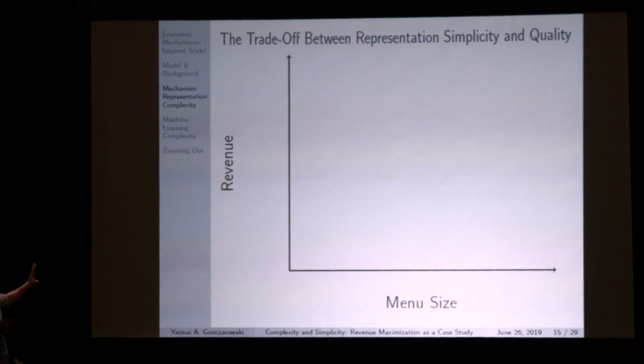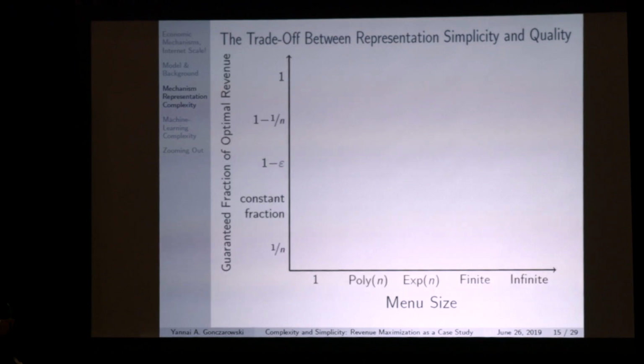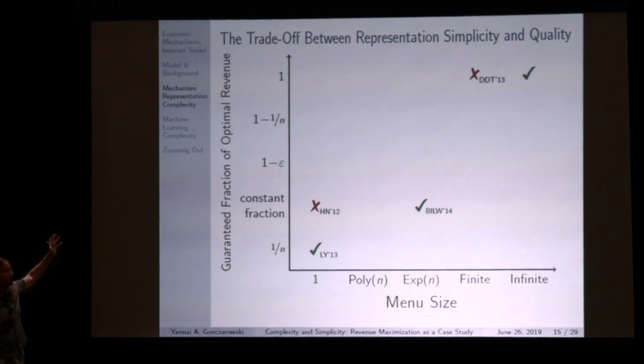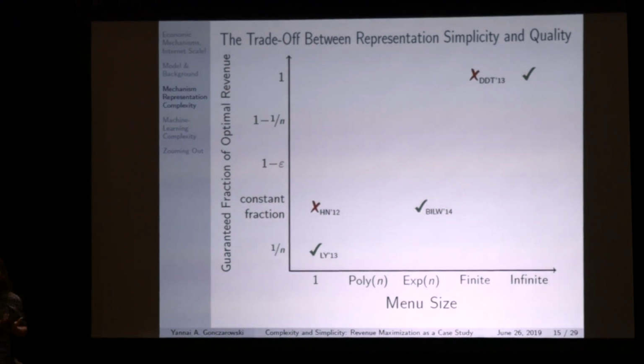So let's very, very qualitatively plot the guaranteed revenue as a function of the menu size that can guarantee it. More specifically, let's plot the guaranteed fraction of the optimal revenue as a function of a very qualitative bucketing of the menu size. So when we started working on this, this was what was known. Infinite menu size would give you everything, of course. As we said, beautiful work by Daskalakis et al. Finite menu size cannot always give you optimal revenue.